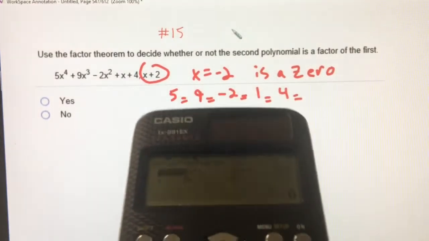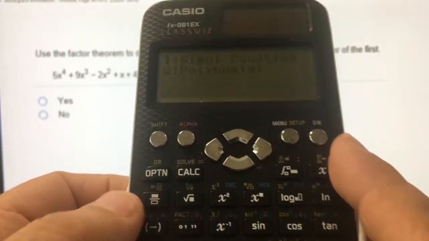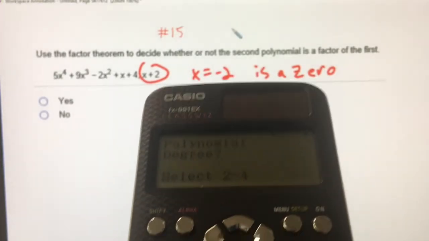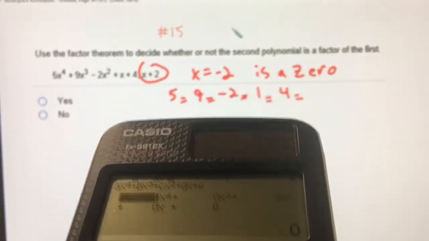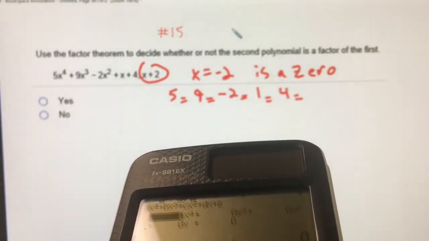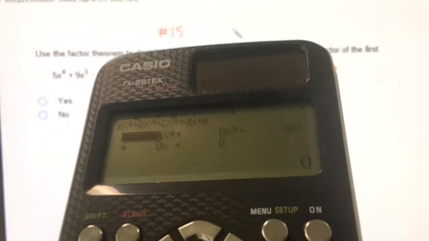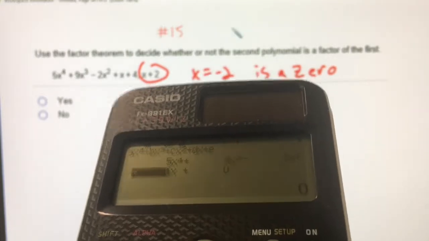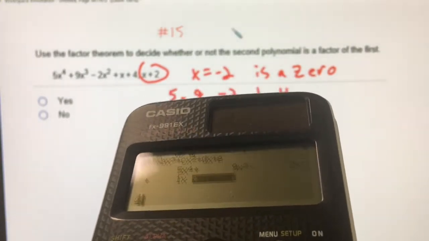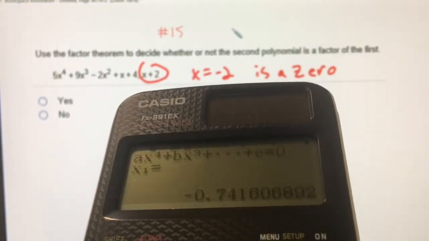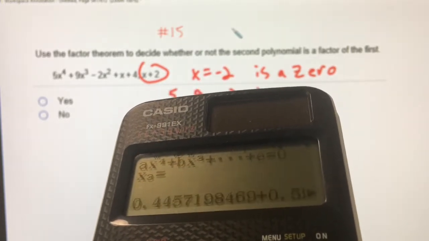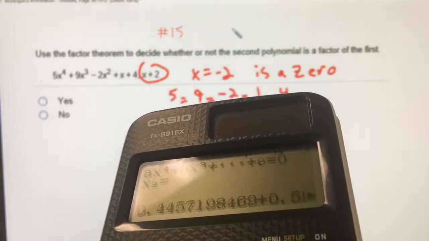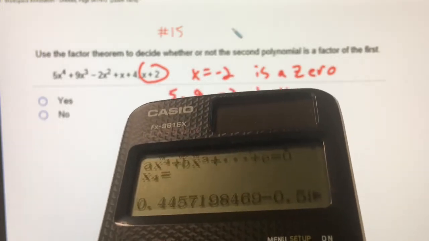And using the white calculator, I'm going to hit menu and then the minus button. It's a polynomial, so I'm going to click 2. It's a 4th degree polynomial, so I'm going to choose 4. And my coefficients are 5, 9, -2, 1, and 4. A lot of numbers, so I'm going to type them in as accurately as I can. And one of my answers is 0.7. Another answer is -1.9. Another one is 0.4 plus 0.5i. 0.4 minus 0.5i. Nope, that is not a solution.